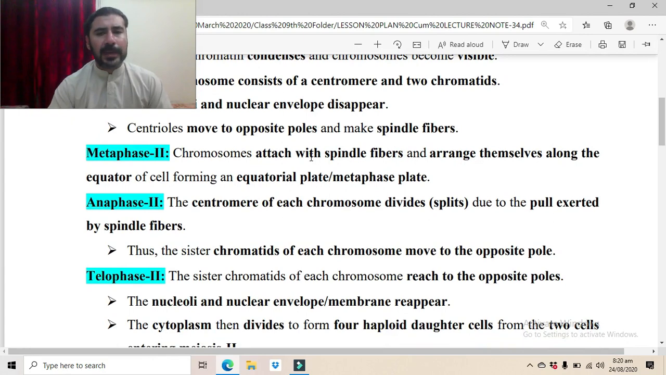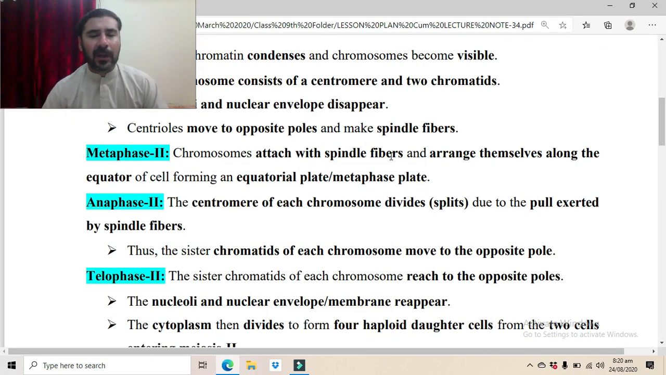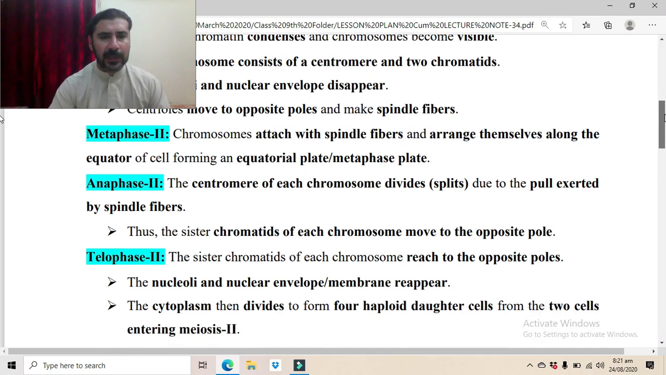The chromosomes attach with the spindle fibers, or in other words, the spindle fibers attach with the chromosomes at the centromere position and arrange themselves along the equator of the cell, forming an equatorial plate or metaphase plate. This is similar to that of mitosis and meiosis 1.